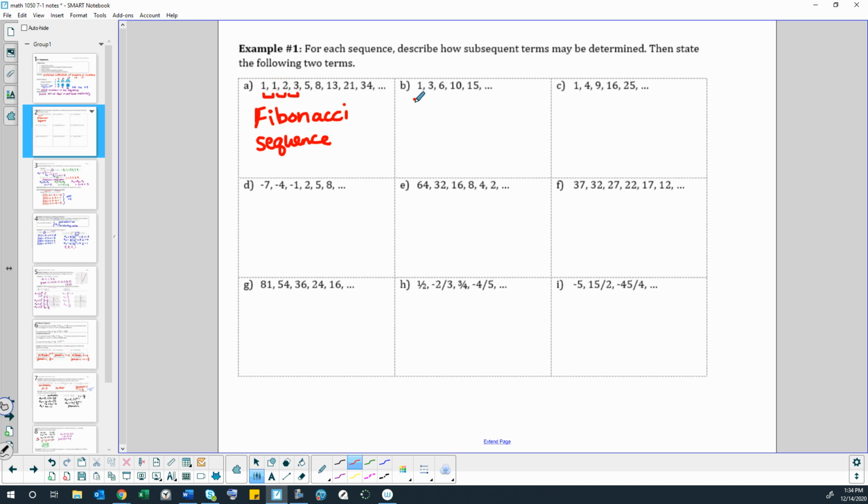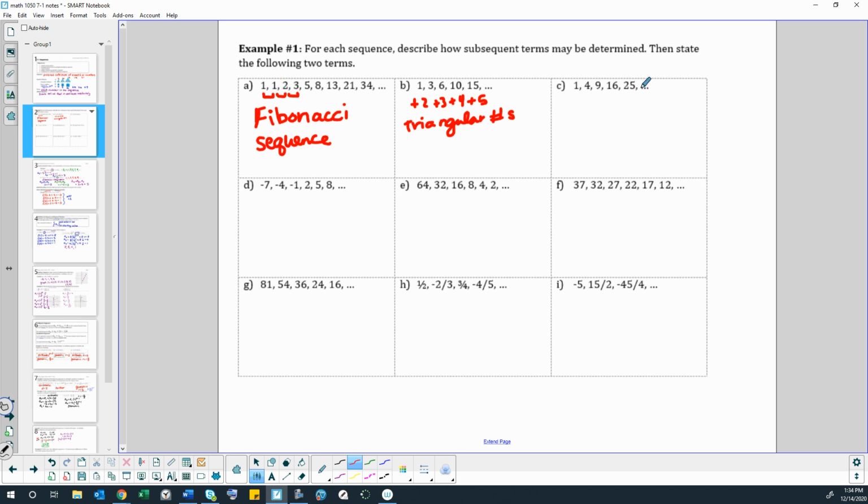Alright, next we have 1, 3, 6. We just saw this one, right? It's adding 2, and then it's adding 3. So the number we're adding each time is incrementing. We could also call these the triangular numbers if we wanted to. We just saw that on the previous page.